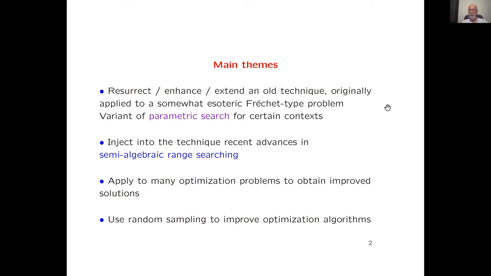In particular, to extend it into more interesting or more general problems, you need to combine it with semi-algebraic range searching, which is also a fairly recent research topic that has emerged only in the last few years. So I will talk about it a little bit too, and go over the various optimization problems that this method solves more efficiently than other methods. And at the end, I will talk a little bit about using random sampling in a way that sometimes can significantly improve the performance of optimization algorithms.